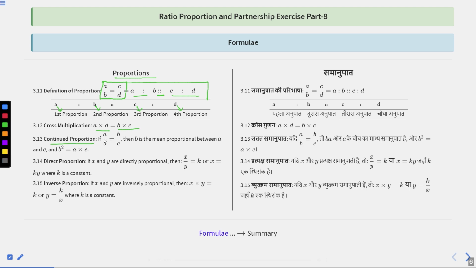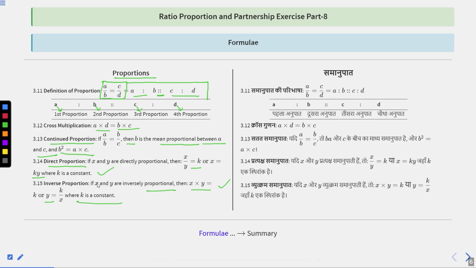What is continued proportion? If A/B equals B/C, then B is the mean proportion between A and C. We can represent it as B square equals A into C. This is called continued proportion, or mean proportion. What is direct proportion? If X and Y are directly proportional, then X/Y equals K, or X equals KY, where K is a constant. In the same way, inverse proportion: if X and Y are inversely proportional, then X into Y equals K, or Y equals K/X, where K is a constant.